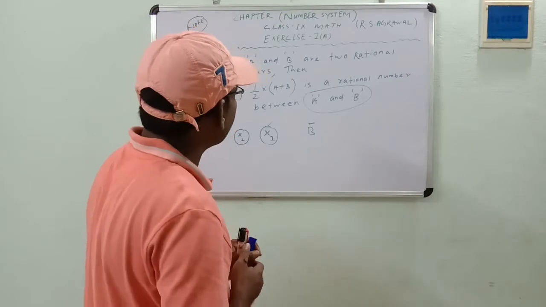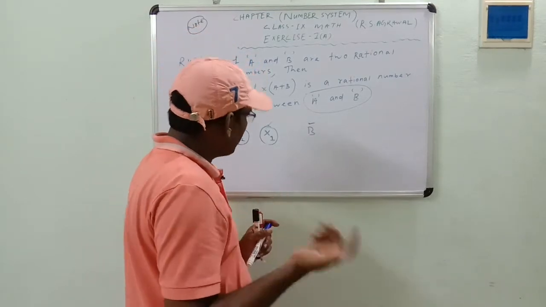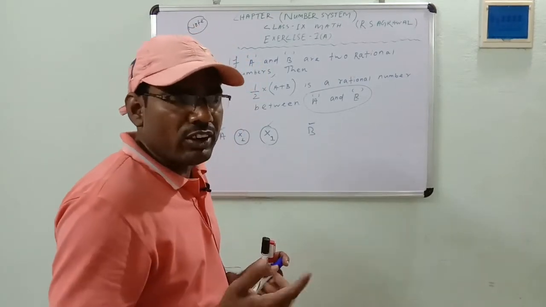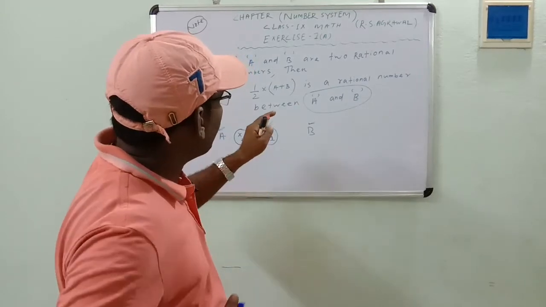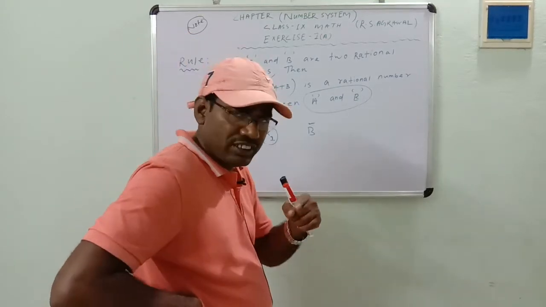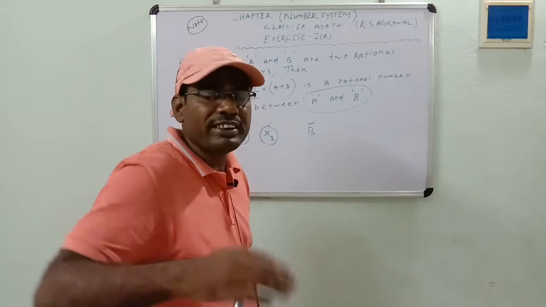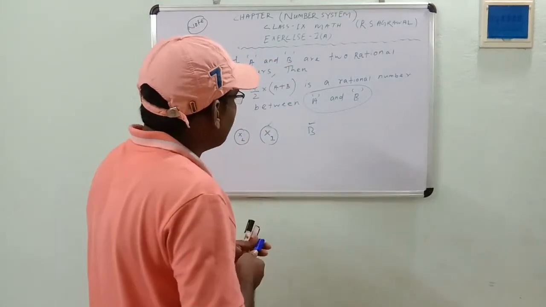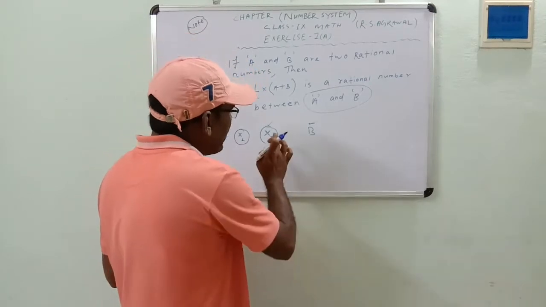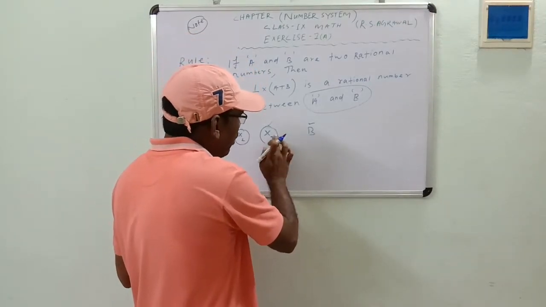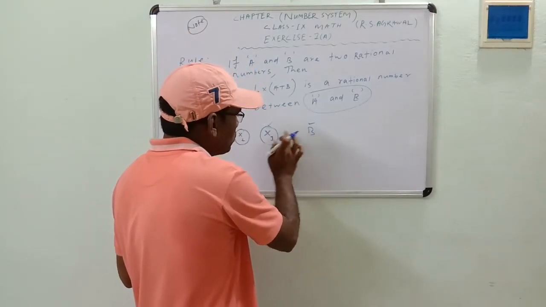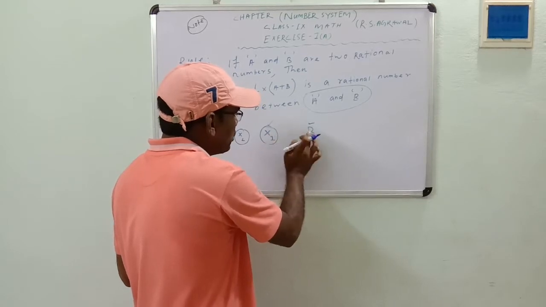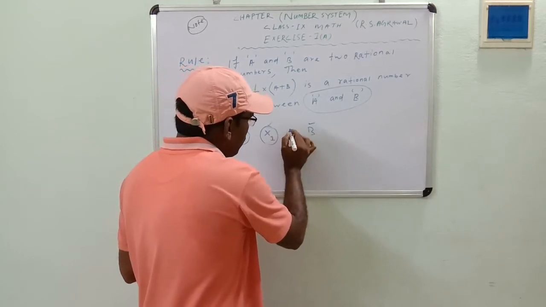Similarly, if in the question you are asked to find out three rational numbers, it means you want to find out three rational numbers between these two. Then simply you have to find out the middlemost rational number of these two. Suppose it is x3.